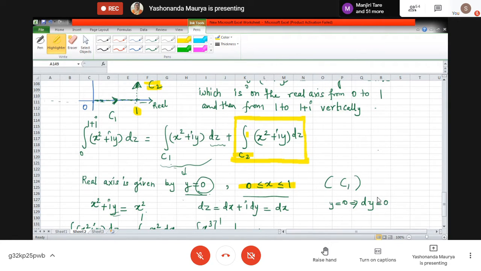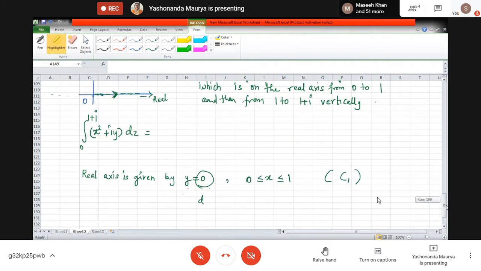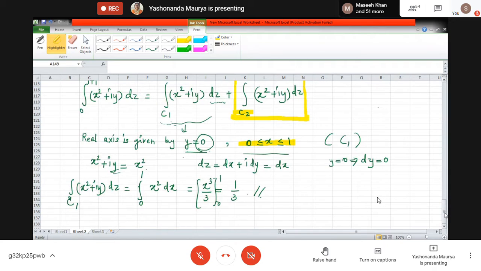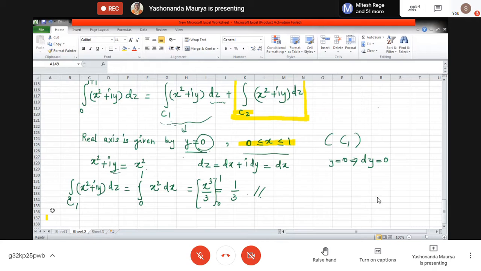So now you need to tell me what is the equation of this line. By the way, this line is parallel to the imaginary axis. So what will be the equation of that? What will be the equation of that?